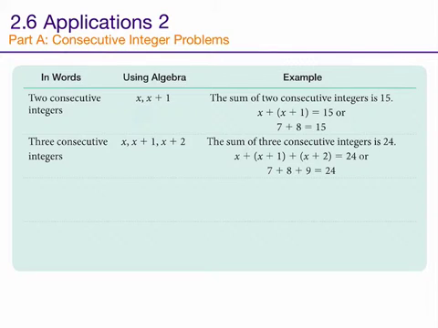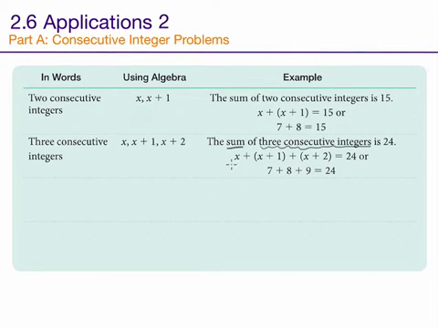So what about three consecutive integers? Well, three integers are consecutive if they're one right after the other. So 3 and 4 are two consecutive integers. 3, 4, and 5 are three consecutive integers. Here's an example that uses three consecutive integers. The sum of three consecutive integers.